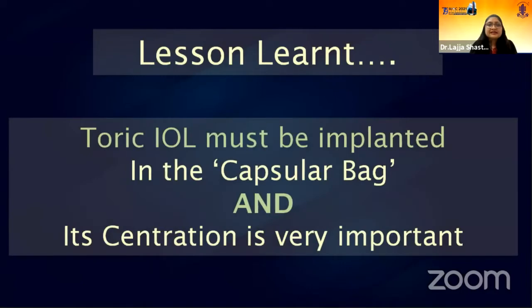Another very important lesson is that a toric lens is only meant to be implanted in the capsular bag in a very well-centered manner. So if there is a PCR and if we cannot for some reason implant the lens in the bag, then we must abort that plan, implant a monofocal lens instead.